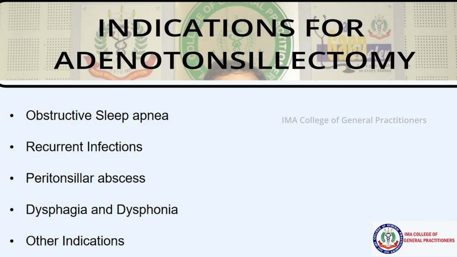Various problems can happen in these tissues, requiring surgery for removal. So currently the major indications for adenotonsillectomy include obstructive sleep apnea, recurrent infections of the tonsils and adenoids, peritonsillar abscess, dysphagia and dysphonia, and finally other indications for this surgery. We'll see about these indications one by one.